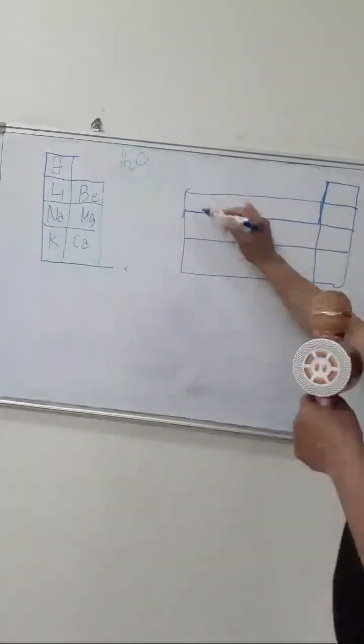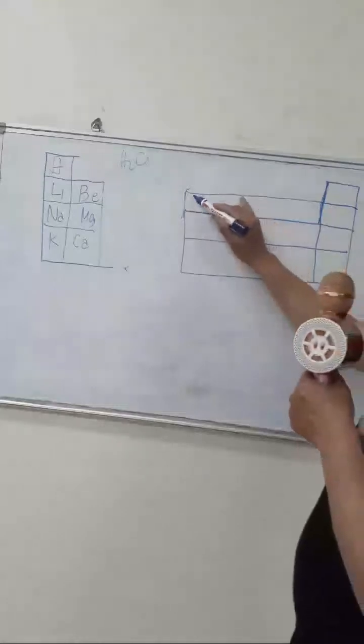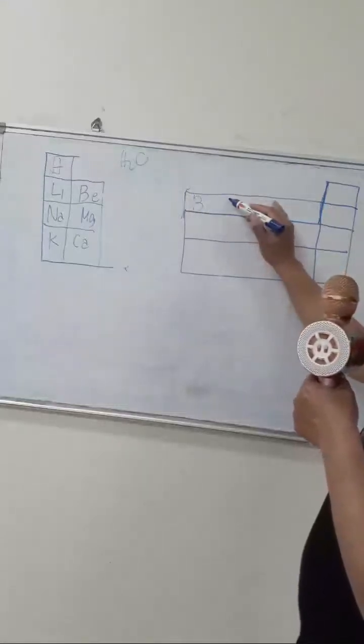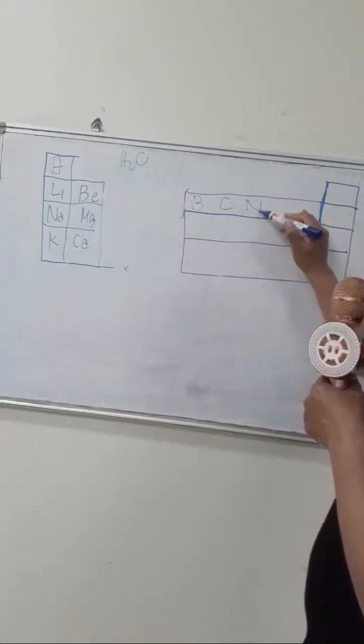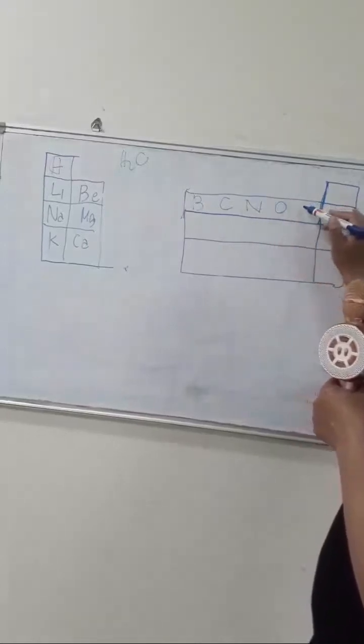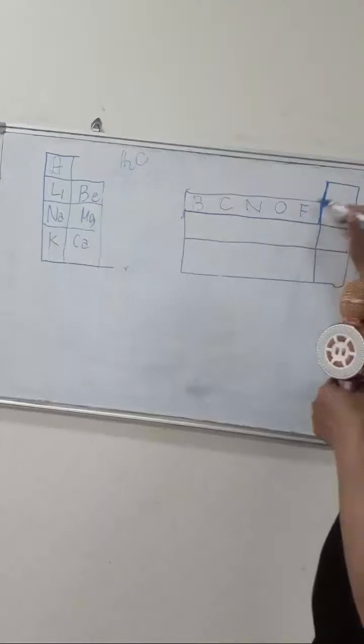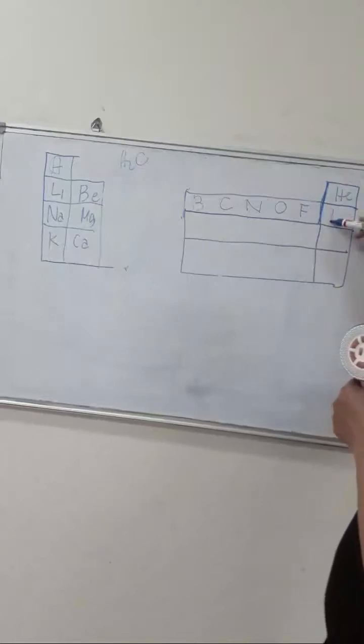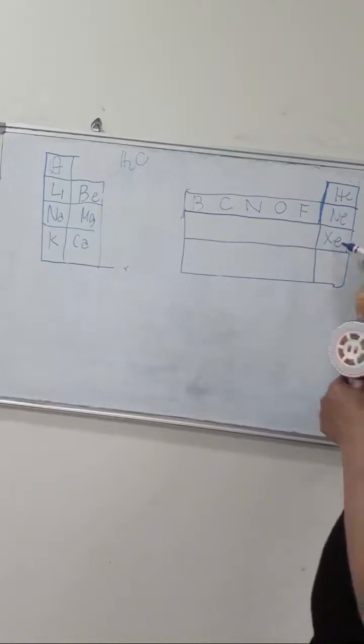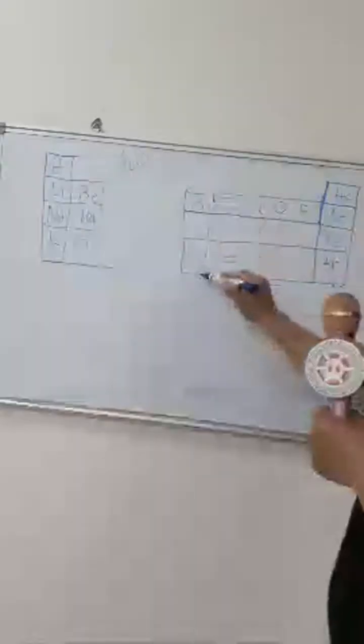Now we have here the boron, the carbon, the nitrogen, the oxygen, and the fluorine. The helium, the neon, the xenon, things like that. Argon, or krypton. It depends on the situation which comes first. The purpose of the discussion is only to show.